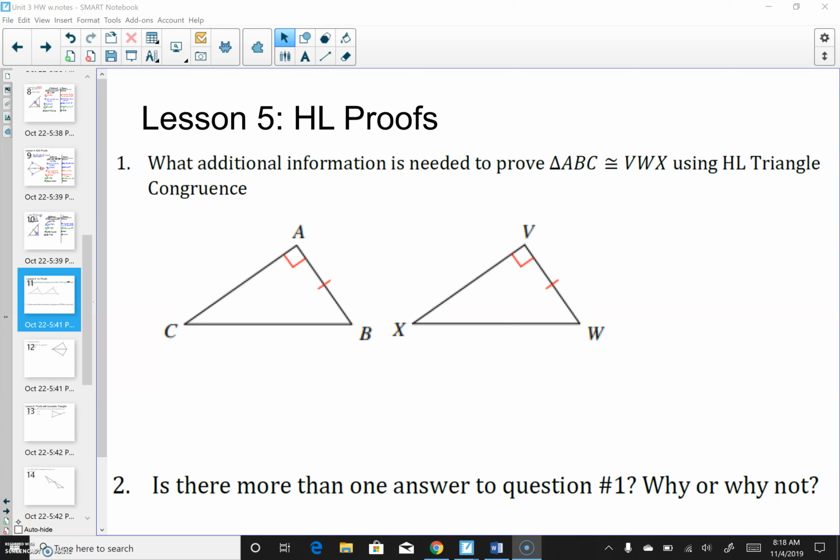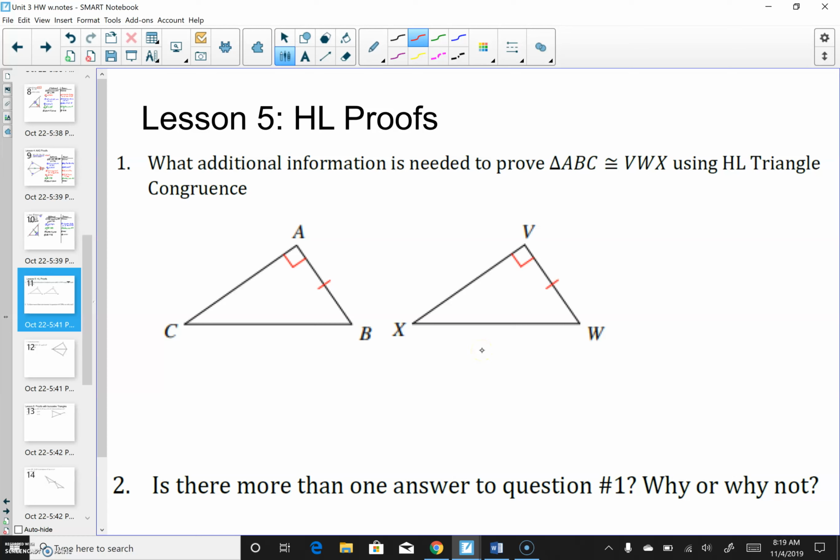In lesson 5, we're going to talk about hypotenuse leg proofs. So in the first question, it says, what additional information is needed to prove that the two triangles are congruent using HL triangle congruence? So I see I have my right angles at A and V. They gave me AB is congruent to BW.